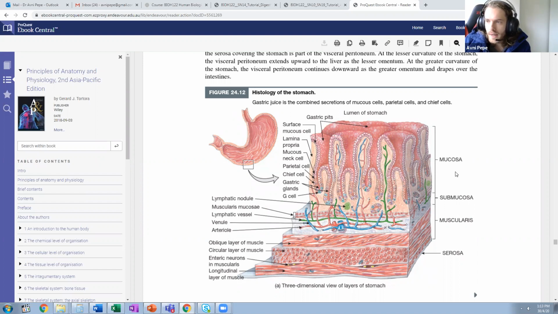We have talked about the mucosa, submucosa, muscularis, and the serosa before as being the different layers of the gastrointestinal system, and we did mention that they can vary depending on where in the gastrointestinal tract we're describing.